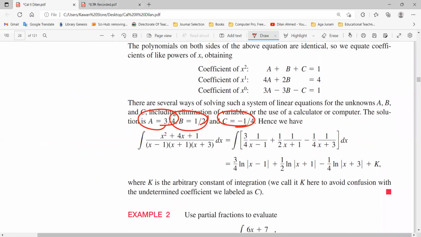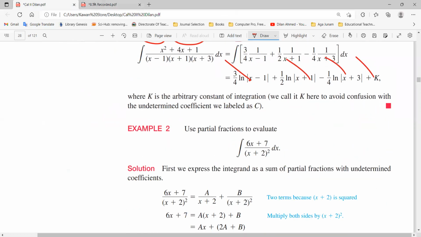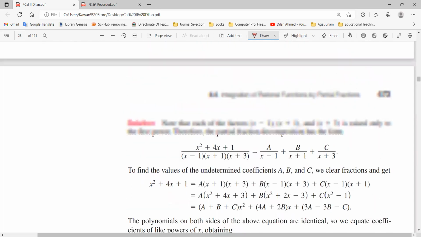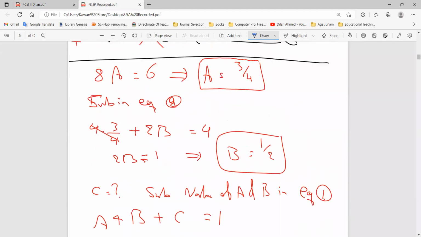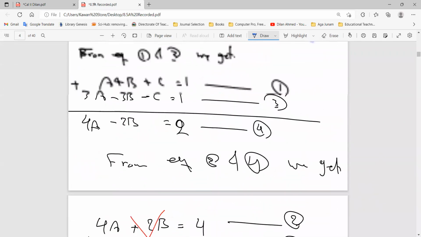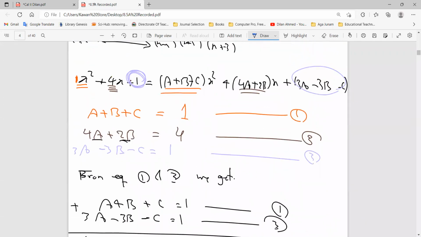You can see after finding A, B, C, you will have all ln or anything that you want. Question? Yes. How do we solve that? We cannot do it. Why? Because that one is equal to 1 to 1? No, it's not like that.